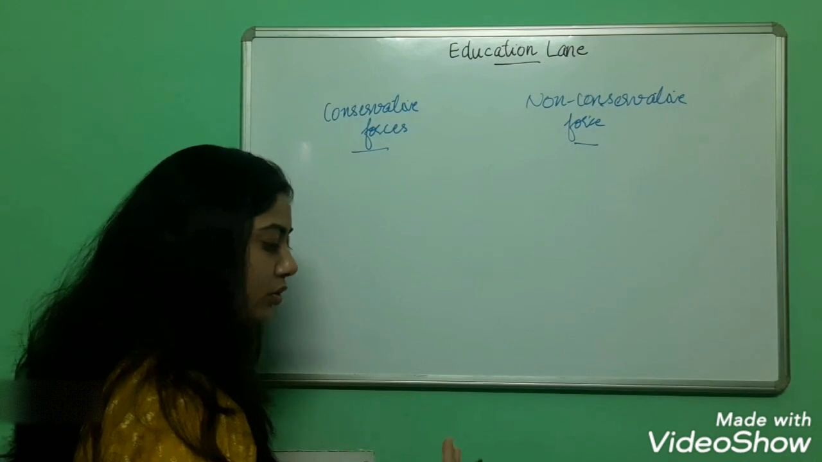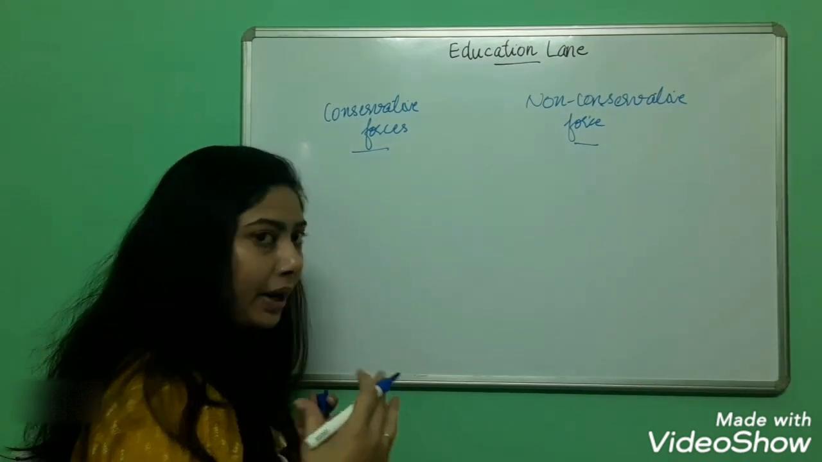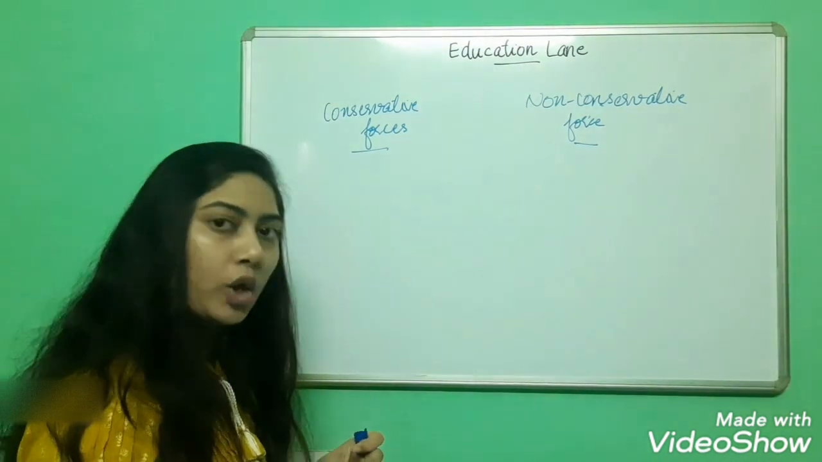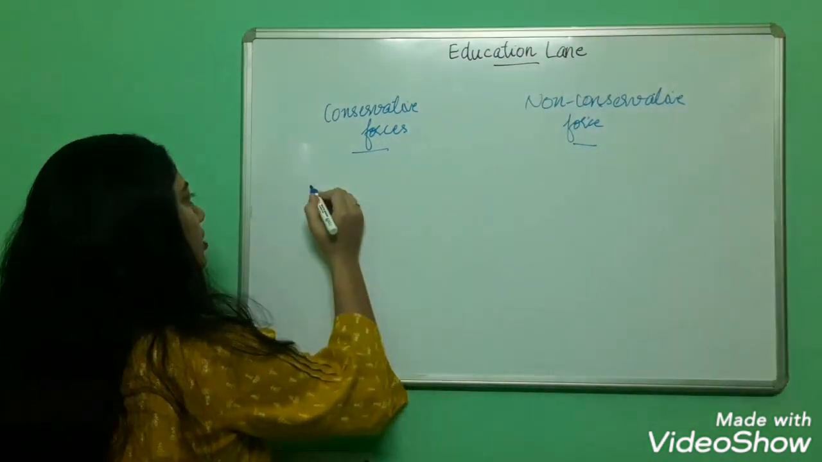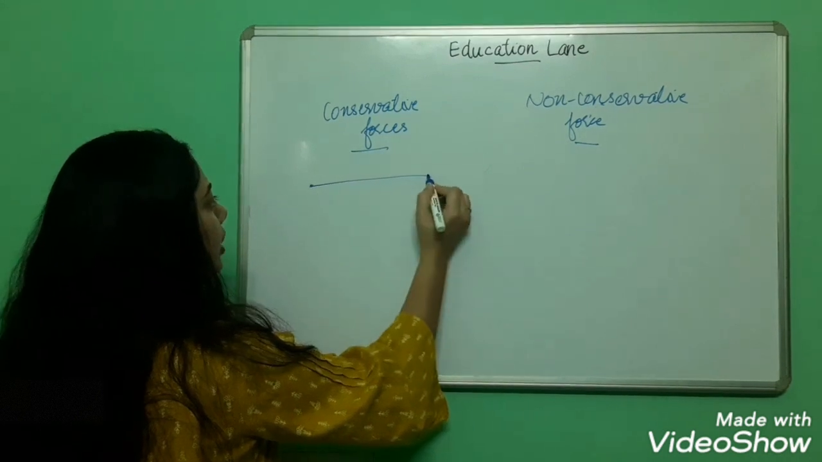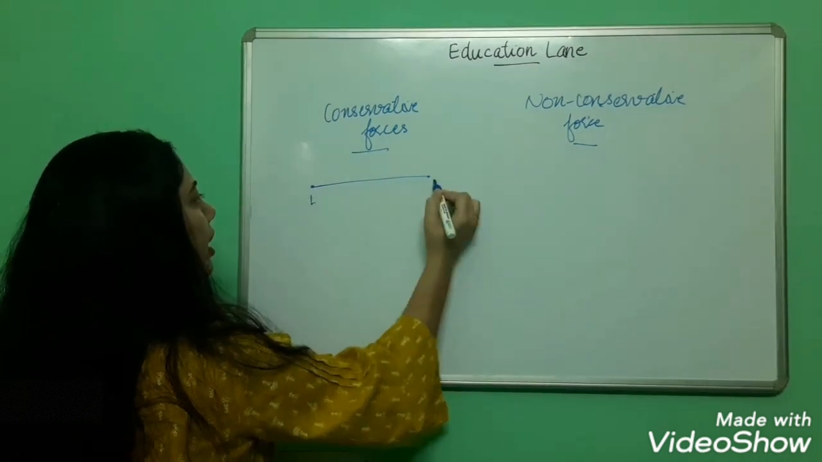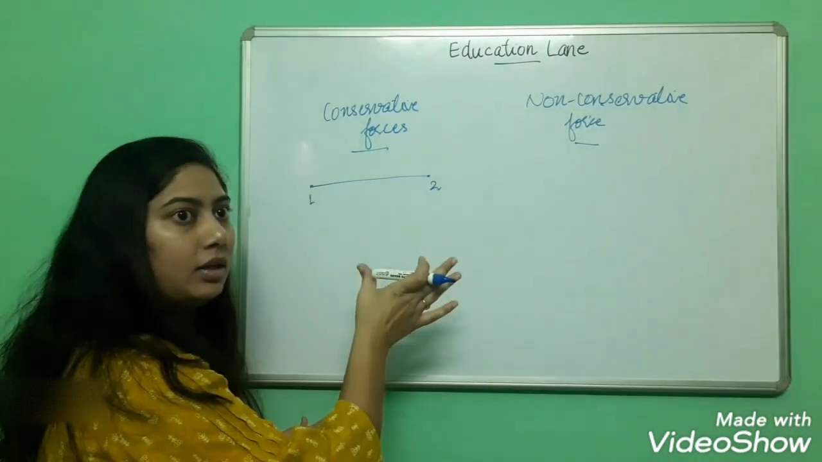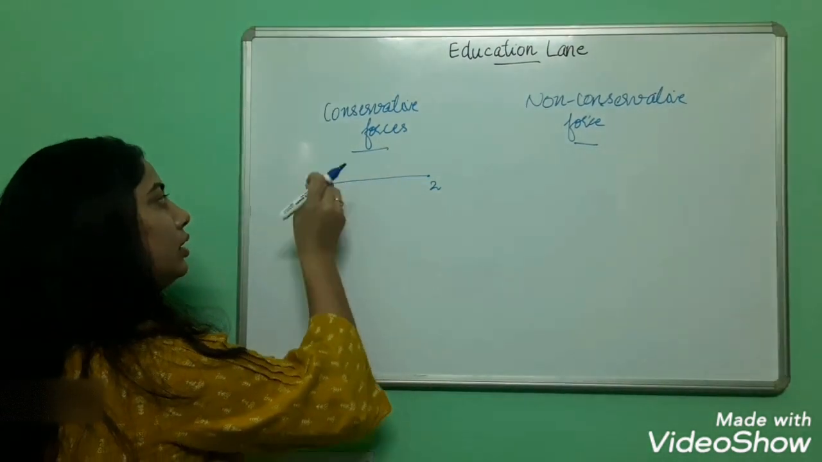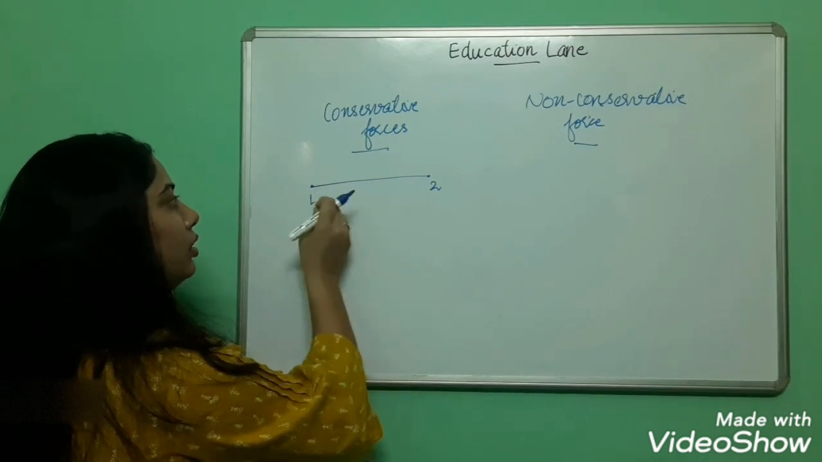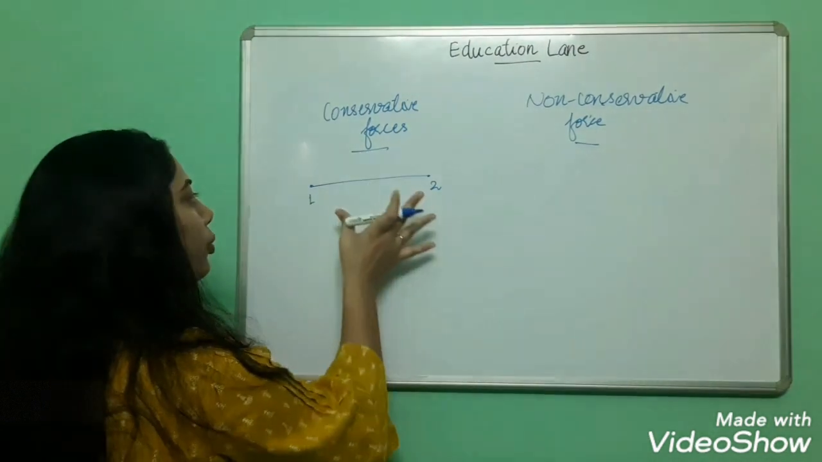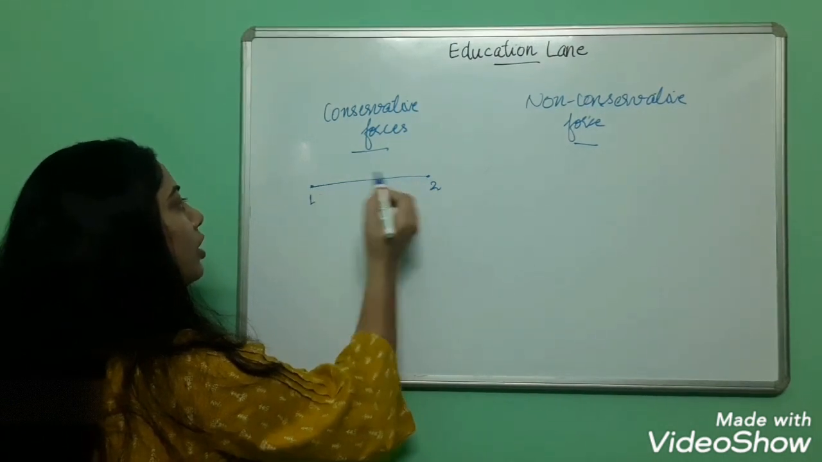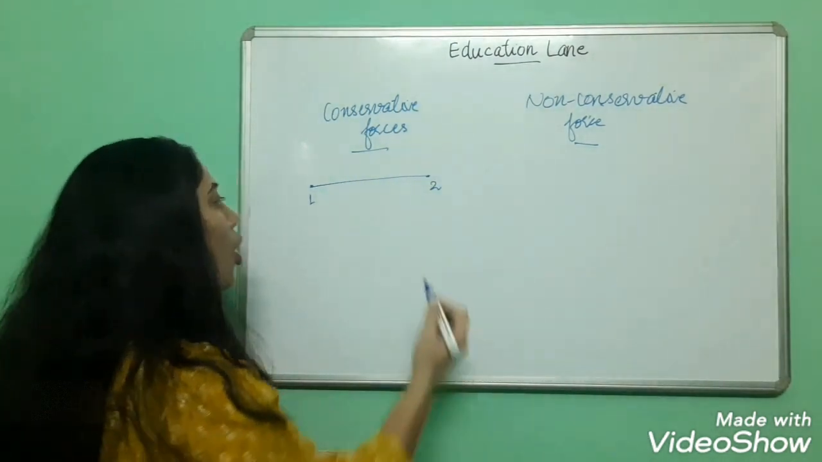Conservative forces are those forces which depend upon the initial and final points and not on the path followed. Say for example, I have a particle here, I have a particle here. Now the force between these two points will depend upon how far these points are, not on the path followed.